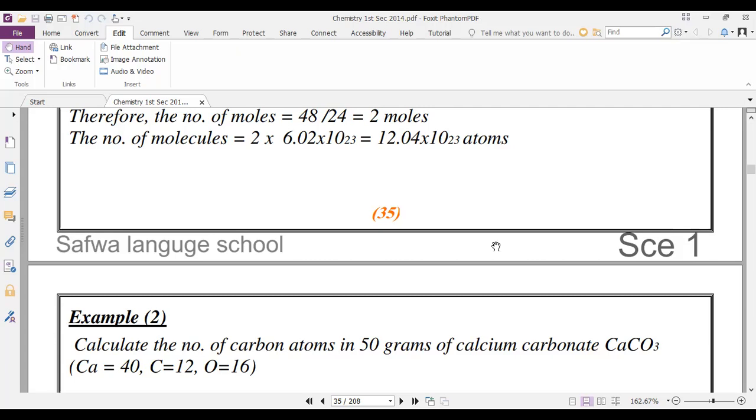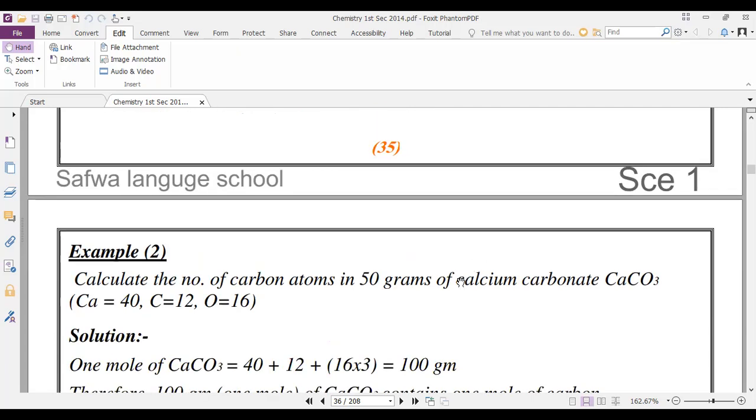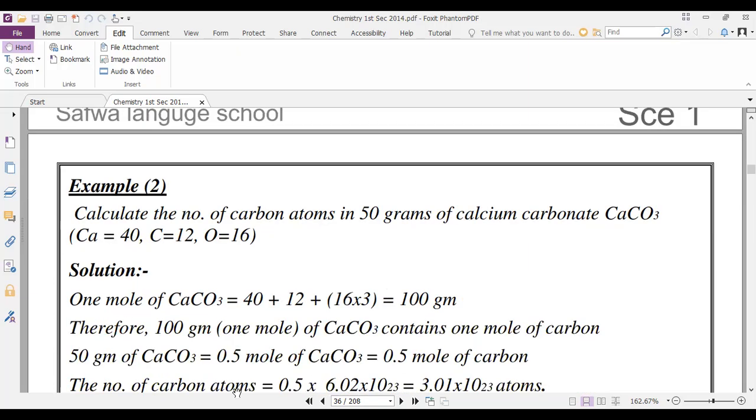Are you finished? Okay. Yes. Try to make a revision. First, we are going to get 1 mole of calcium carbonate. We must get the molar mass of calcium carbonate. So calcium carbonate, CaCO3: Ca equals 40 plus C equals 12 plus O3 equals 3 times 16, so equals 100 gram.